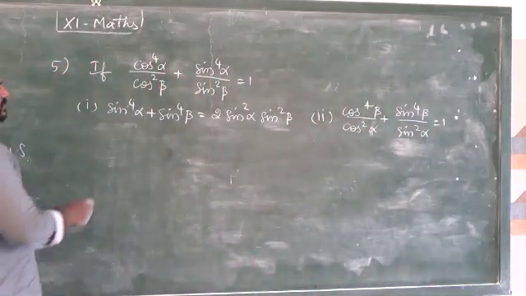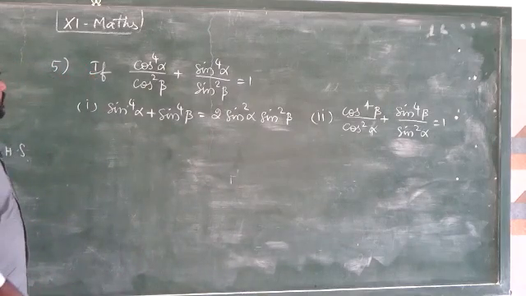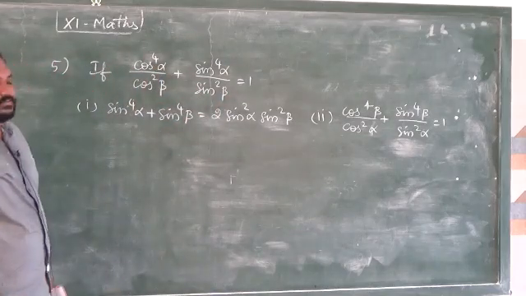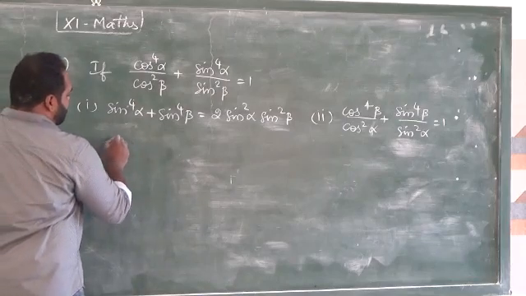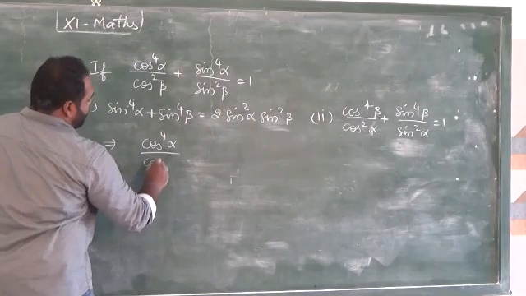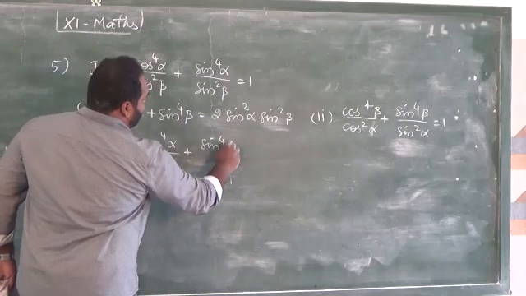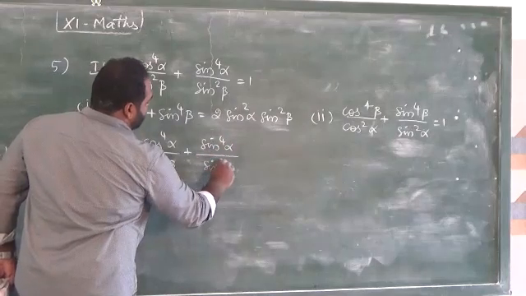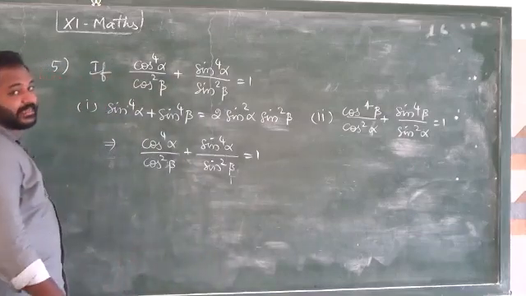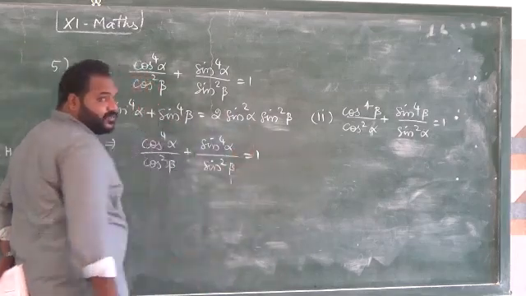To prove these two solutions, I am going to simplify the given term in the question. How can we simplify it first? Given cos power 4 alpha by cos square beta plus sin power 4 alpha by sin power 2 beta equal to 1. If you simplify the given values, automatically we can get these two answers.